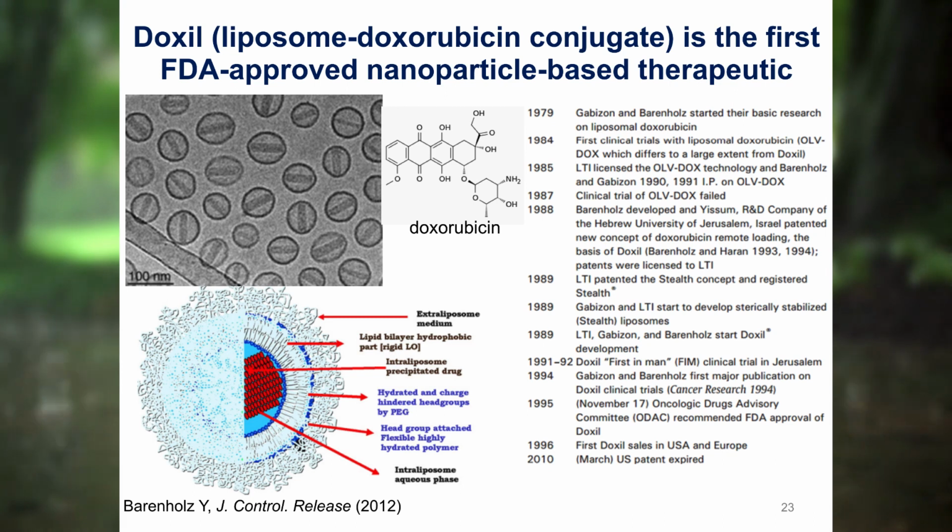And eventually they started Doxil again, finally conducted the first in-human clinical trial in Jerusalem in 1991, and then finally met FDA approval in 1995, and then out for sale in 1996. So Doxil represents the first FDA-approved nanoparticle-based therapeutic, and it is liposome-based. So it's basically a liposome Trojan horse encapsulating a doxorubicin small molecule drug. Okay.